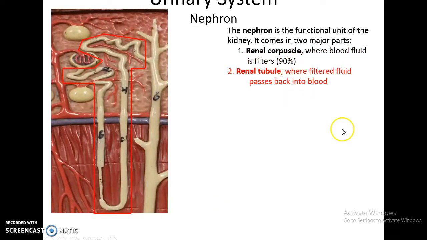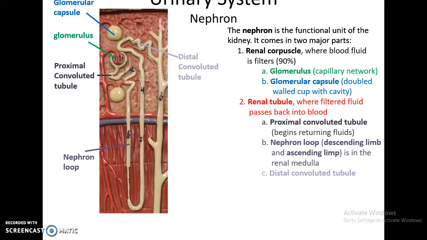And then the second main region is the renal tubules, which connect from the glomerular capsule all the way to the collecting duct. In this process of the fluid moving through the renal tubules, materials will pass back into the bloodstream and back out of the bloodstream.